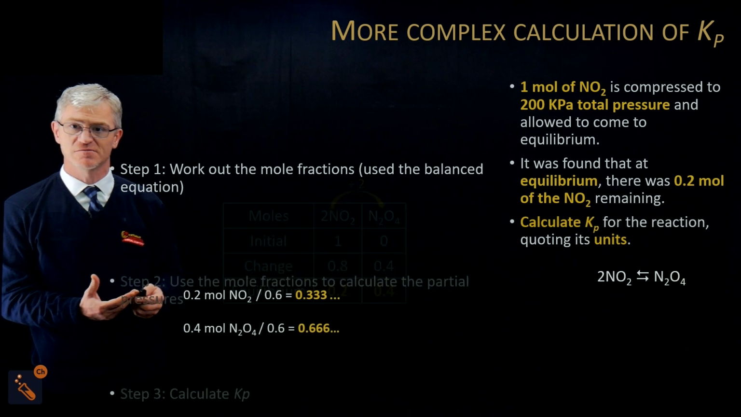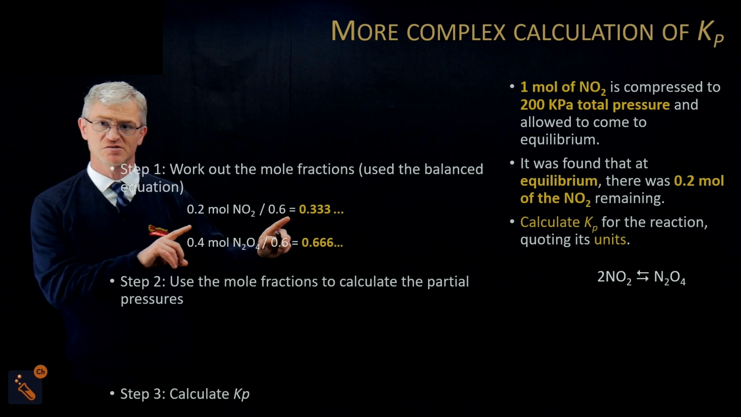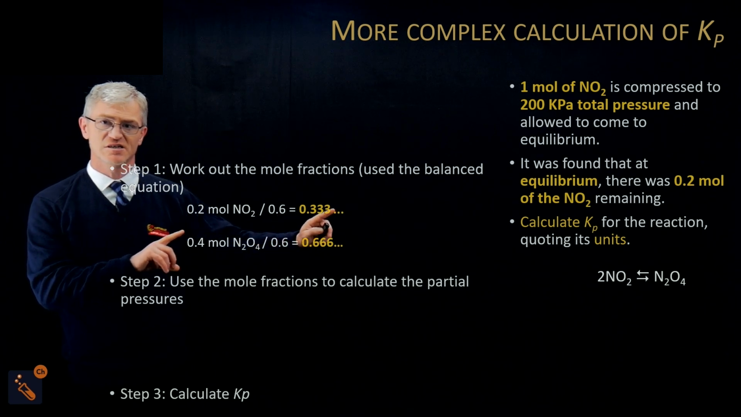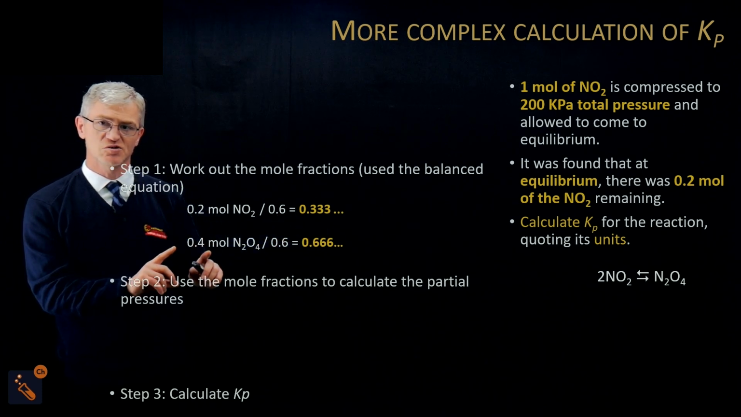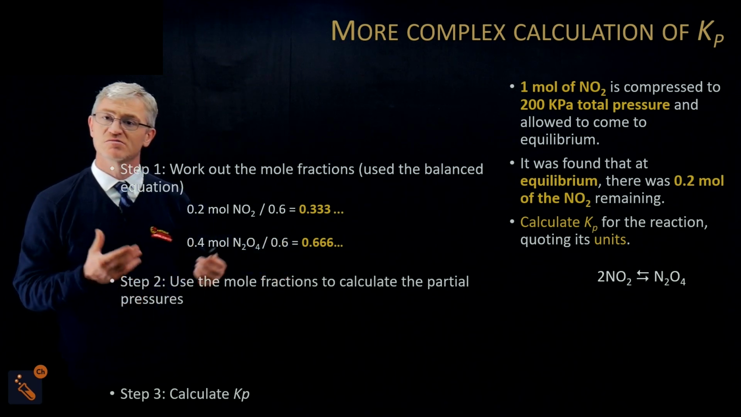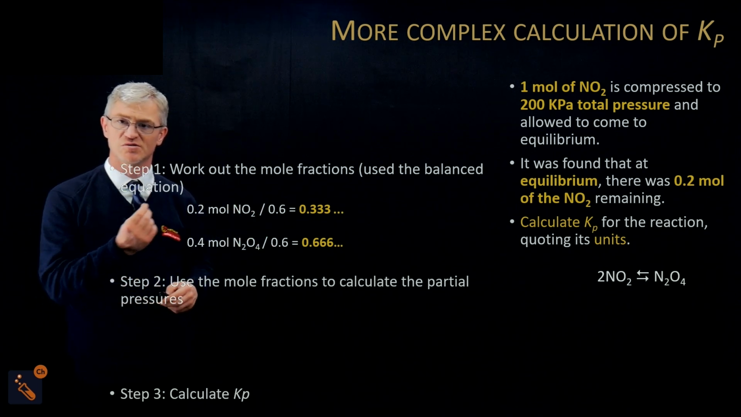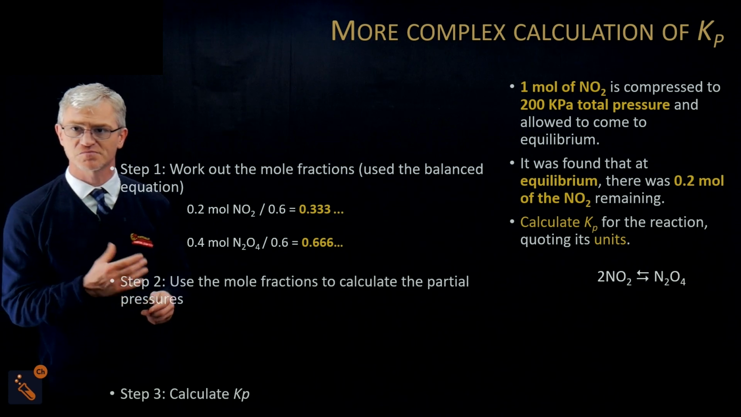So the mole fraction is going to be 0.2 divided by the total, which is 0.6, and there you've got your mole fraction. And then your 0.4 of the N2O4 divided by the total, which is 0.6. We got that 0.6 just by adding the 0.2 and 0.4 together, and that is our total.